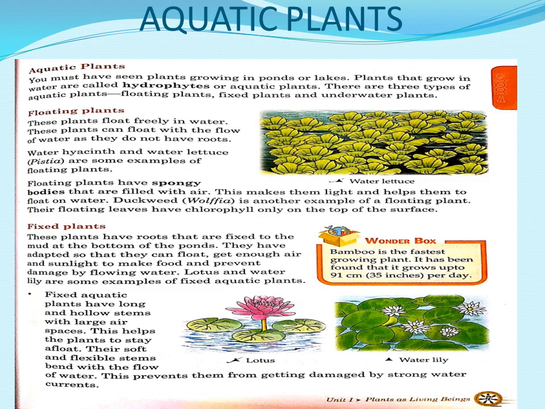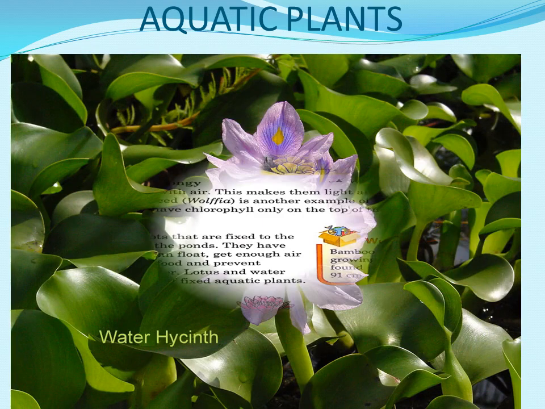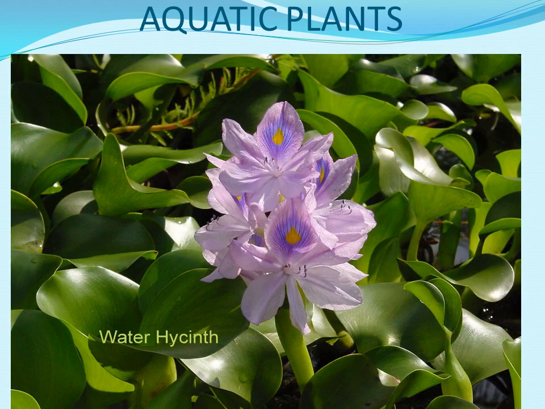These plants float freely in water. They just float on the surface of the water. These plants can float with the flow of water as they do not have roots. Very important thing, floating plants do not have roots. Now the easy examples of floating plants are water hyacinth and water lettuce. Now the question is, how do they float if they don't have roots? How do they float on the surface of the water?